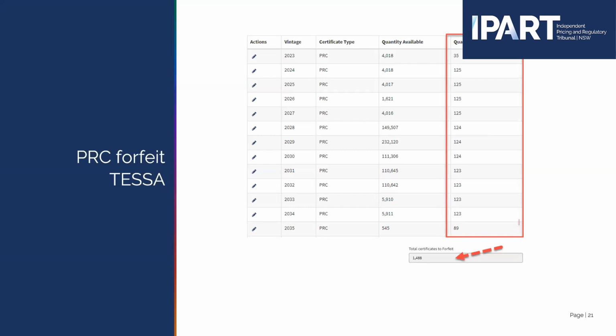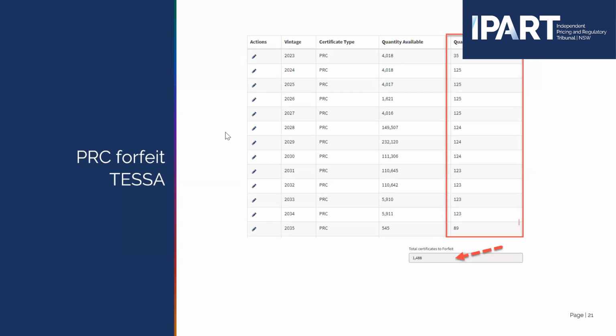In this example, we're showing the set-aside table, and you would have a column that shows you the quantities available for you to forfeit. That means you have those PRCs in your account. And you will be able to start selecting by clicking that pencil icon. You will be able to start selecting each of the vintages and entering your amounts. And once you are done selecting all the amounts against each of those vintages, you'll see the summary in this table on the same page in Tessa.